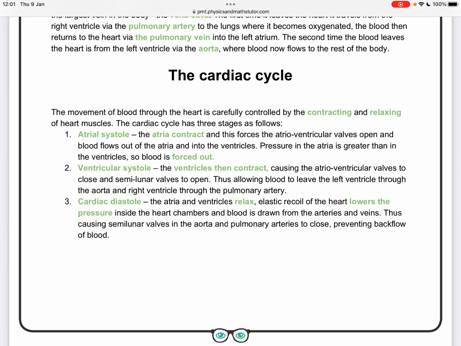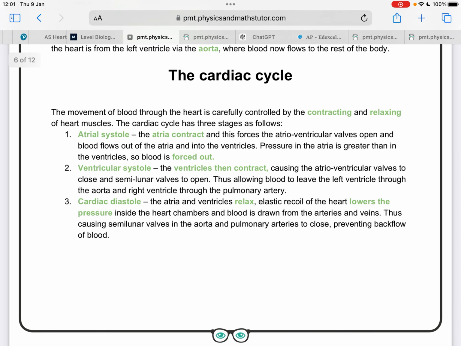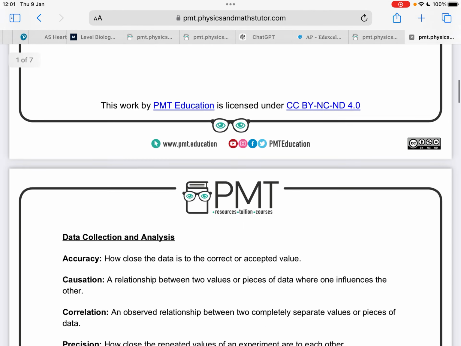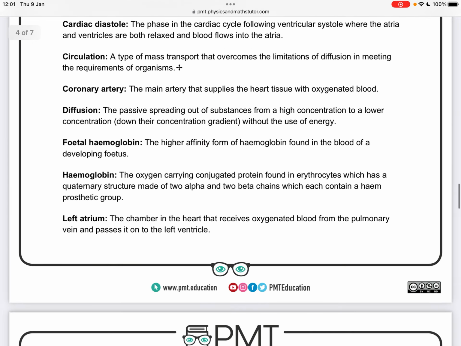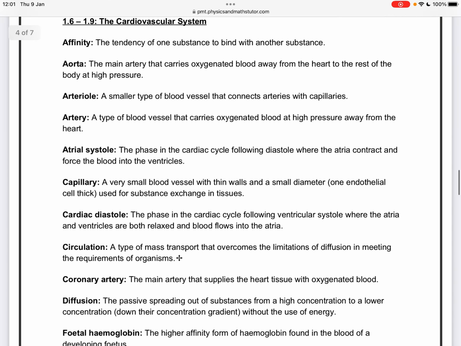The cardiac cycle is basically the movement of blood through the heart and is carefully controlled by the contracting and relaxing of heart muscles. The cardiac cycle has three stages as follows: the atrial systole, the ventricular systole, and the cardiac diastole. Here, let's cover the definitions for them so it can be easy on us.